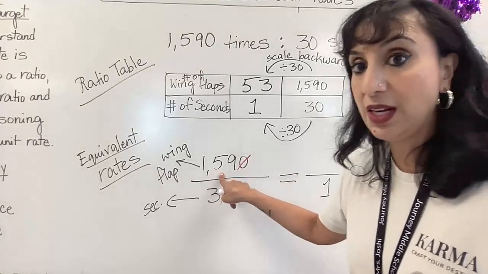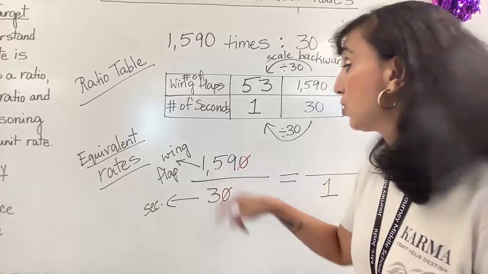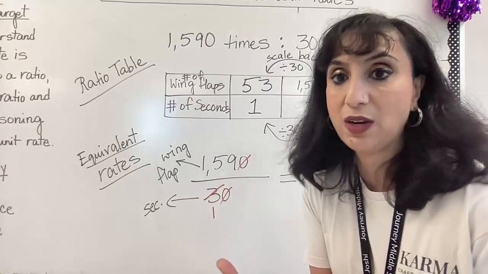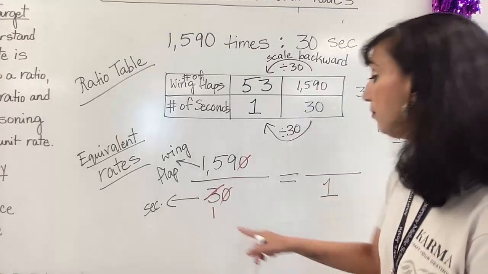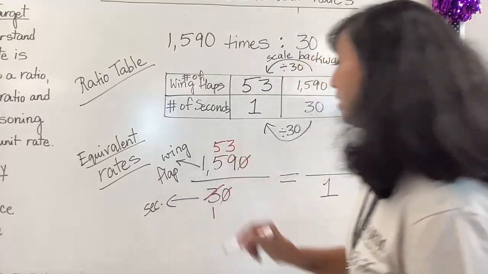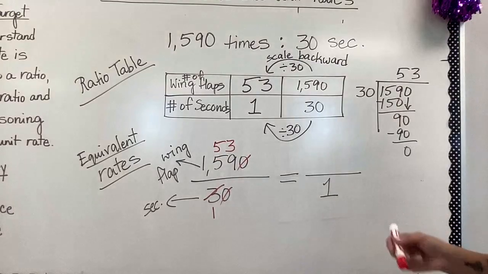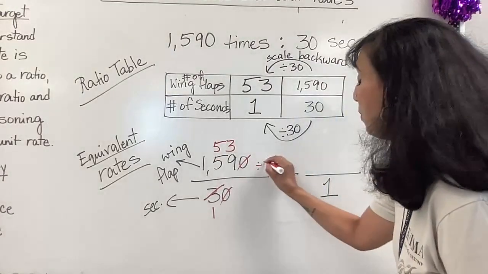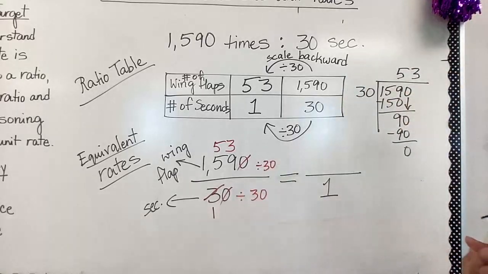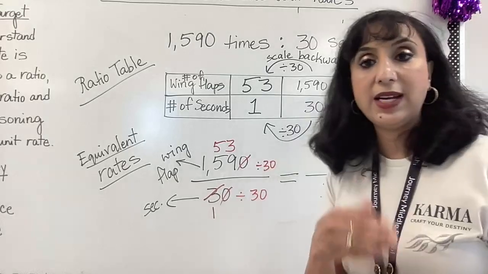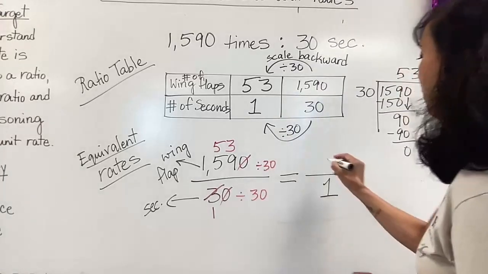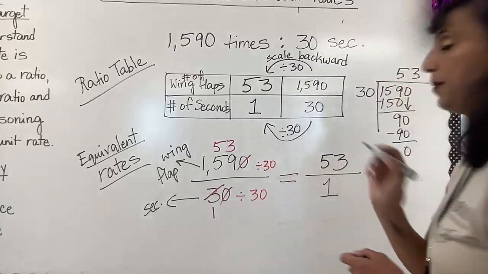So I know that 15 is divisible by 3, knowing my divisibility rules. I am just simplifying here. 5 times 3 is 15 and 3 times 3 is 9. So basically I've divided both the numerator and the denominator by 30, or basically I've divided the numerator by the denominator. So I end up with 53.